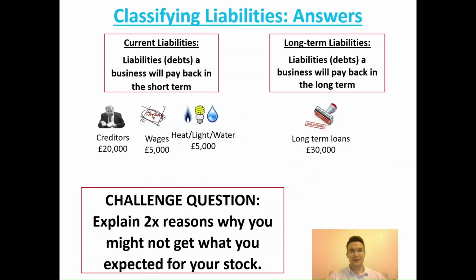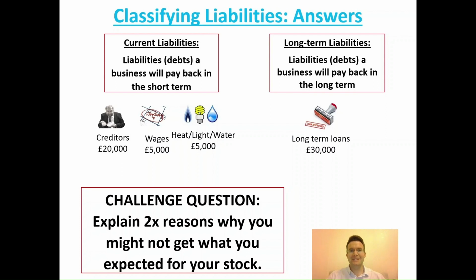So you've had a go at that and you've classified the liabilities into the two groups. The answers you can see are on the screen. In the current liabilities column, we've got creditors. It's highly unlikely that creditors, i.e. people that have given us trade credit, will wait around a long time to be paid. So therefore, we'll have to pay them in the short term, generally within a year or a lot sooner.